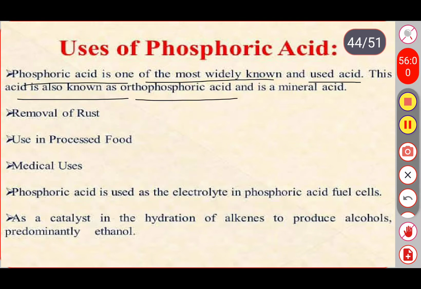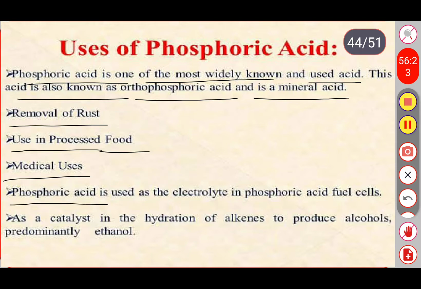Second one, it is used in the processing of food. And third one, it is used in the medical field also. And the fourth use is that phosphoric acid is used as the electrolyte in phosphoric acid fuel cells. And the last one is it is used as a catalyst in the hydration of alkenes to produce alcohols. So these are some of the uses of phosphoric acid.